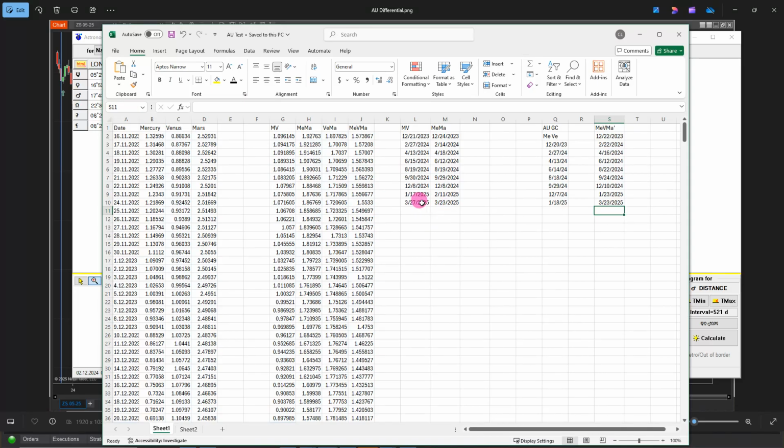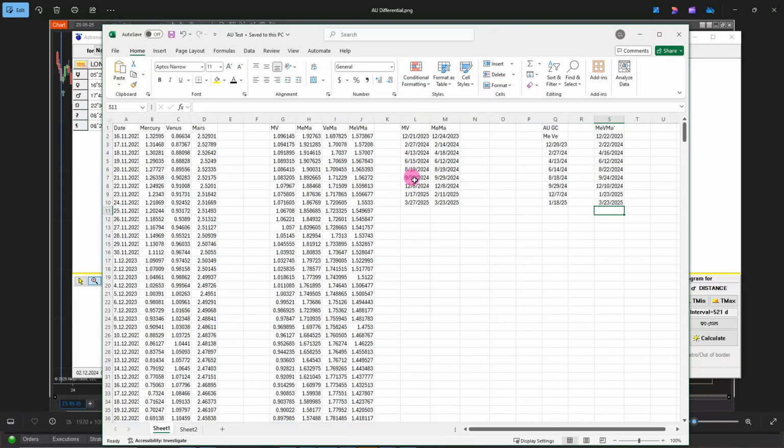Anyway, here's what the data looks like. So I took the raw data by date from Mercury, Venus, Mars. Then I'm going to look at the Mercury, Venus pair together, Mercury, Mars, then Venus, Mars. And then for the heck of it, I'm going to look at all three, Mercury, Venus, and Mars, averaged, and see what that looks like.